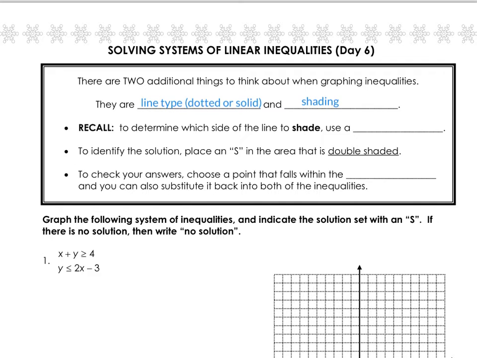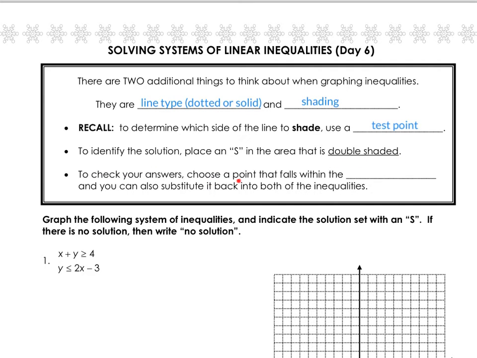So remember that our line types can either be dotted or solid line depending on the inequality. And then we also recall that to determine which side of the line to shade, we use a test point. And then to identify the solution, we always place an S in the area that is double shaded. And then we check our answers if you want to.